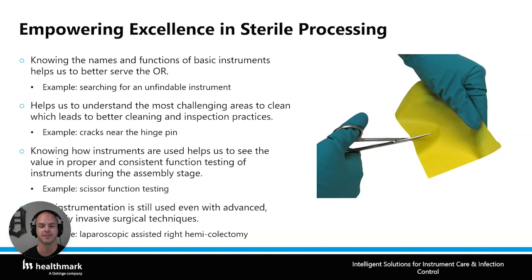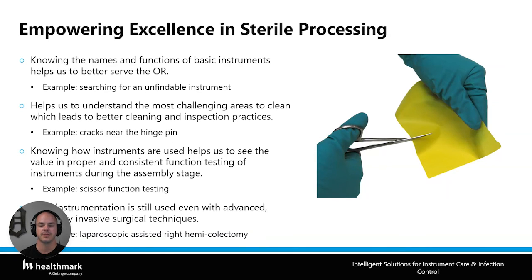If we know what areas are difficult to clean, like say a box lock or maybe the serrations on a Kocher, or even an Adson, like where the teeth are on an Adson forceps, we're going to look at that more rigorously. We're going to look more closely and spend more time cleaning those areas, or maybe a Yankauer suction where the tip unscrews. We're going to look at those threads and make sure everything is cleaned properly, right?